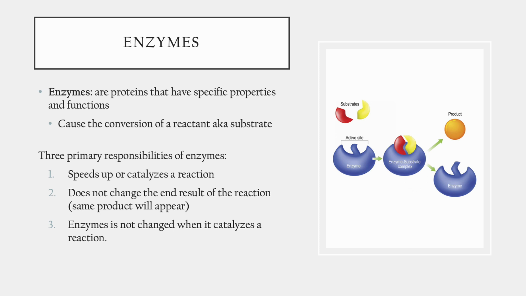Three primary responsibilities of enzymes. One, to speed up or to catalyze a reaction. So we're going to make a process go much faster, or we're going to break down a specific reaction. So a reactant will convert to a product. You see here we have a substrate, which ultimately ends in that product. That's our final goal. But the process will take considerably longer without the enzyme. Okay?